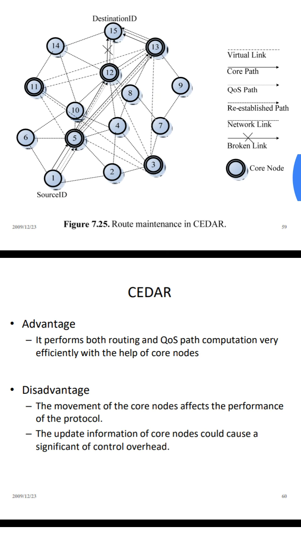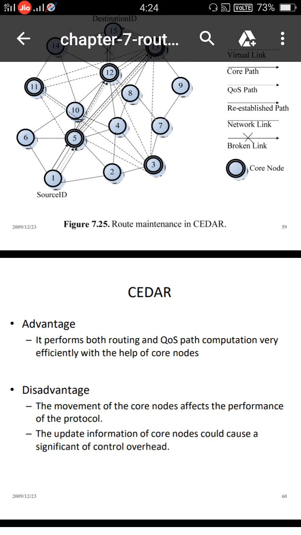Some of the advantages and disadvantages of CEDAR, the Core Extraction Distributed Ad hoc Routing protocol. The advantage is that it performs both routing and quality of service path computation very effectively and efficiently with the help of core nodes. The disadvantage is that the movement of core nodes affects the performance of the protocol. Since it is a mobile ad hoc network, the nodes are not at fixed locations, so the core nodes change frequently within the network. The movement of the source core node affects the performance of the protocol. That is the disadvantage.